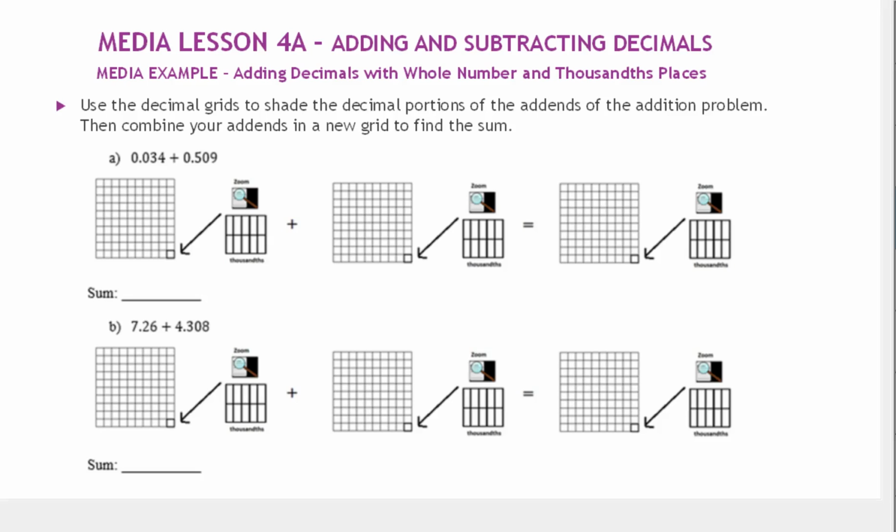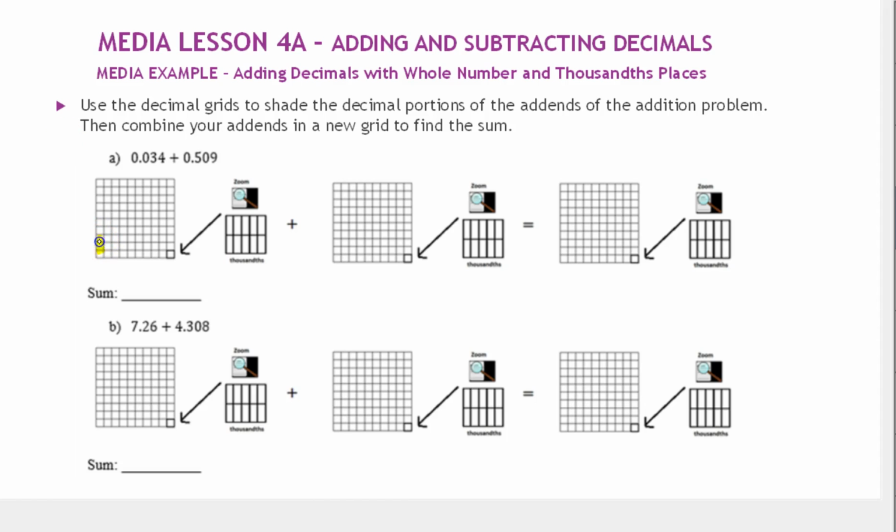We're going to look at two more examples in this video of adding using decimal grids, but we're going to include a whole number part and a thousandths place, whereas in the last video we had just the tenths and the hundredths. So let's represent this first problem. Notice this is 34 thousandths, or 3 hundredths and 4 thousandths. And notice we have our thousandths place ready.